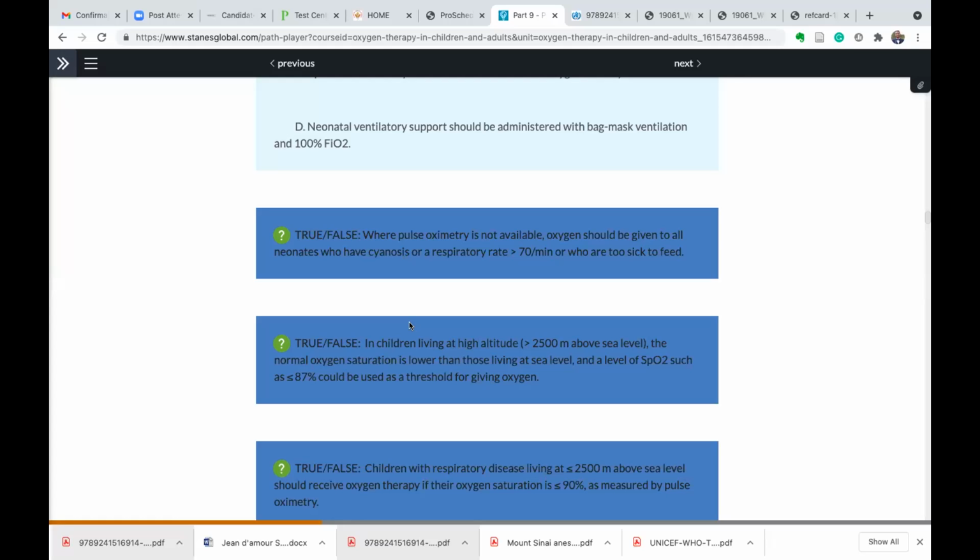True or false? In children living at high altitude, so at more than 2,500 meters above sea level, the normal oxygen saturation is lower than living at sea level. And at that level, an SpO2 such as below 87 could be used as a threshold for giving oxygen.